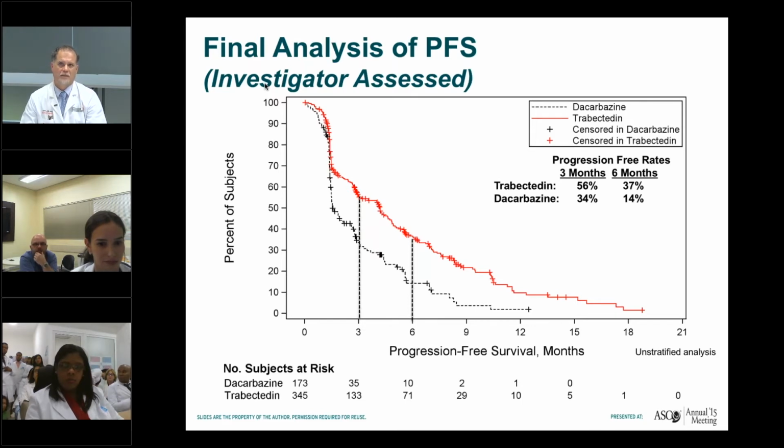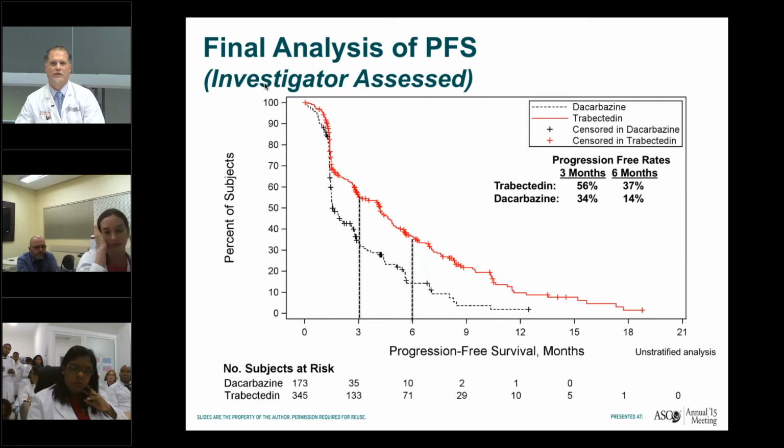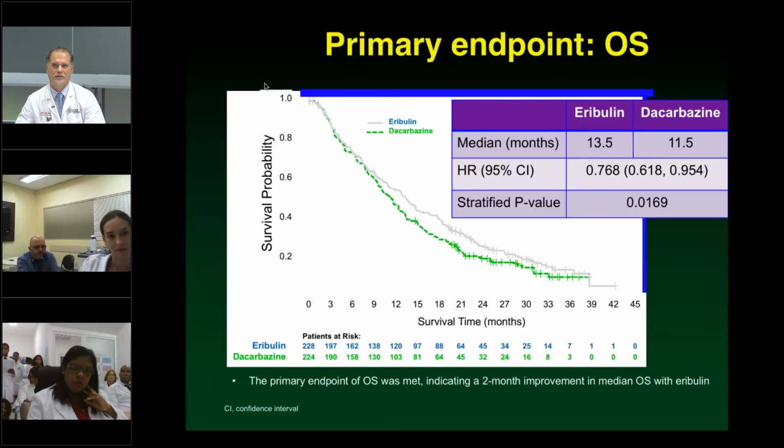Trabectedin was studied in comparison to dacarbazine, and these are patients that were previously treated with an anthracycline. In this study, trabectedin was superior to dacarbazine at 1.5 milligrams per meter squared given over 24 hours, with a favorable progression-free survival advantage over dacarbazine. So this has been approved for liposarcoma and leiomyosarcomas and is an active option.